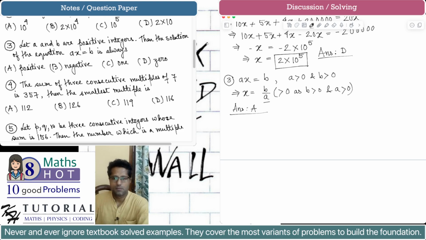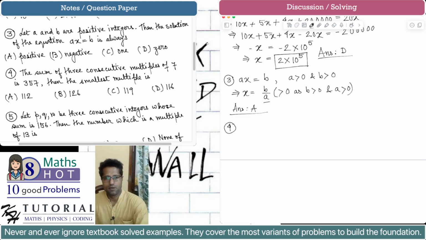Okay, let's do problem number 4. It is given the sum of three consecutive multiples of 7 is 357. Then the smallest multiple is. The sum of three consecutive multiples of 7 is 357. Now, what are three consecutive multiples of 7? So let's try to understand that first.